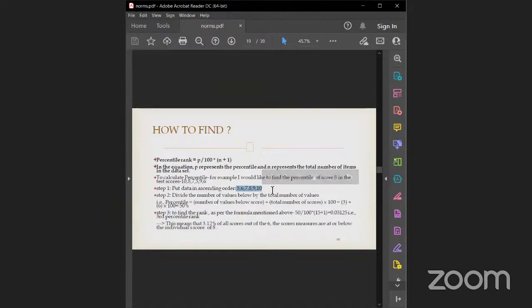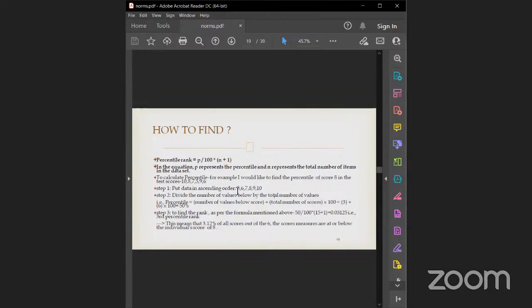we have 5, 6, 7, 8, 9, 10. So let's say we're going to try and understand the percentile rank of 8 here. How many values are below 8 in this particular sequence? 3. Exactly. So there are 3 values below 8 in this particular sequence. So when we say the number of values below the score, it's going to be 3. How much is the total number of values here? It is 6. So 3 divided by 6 is what we get as the percentile.